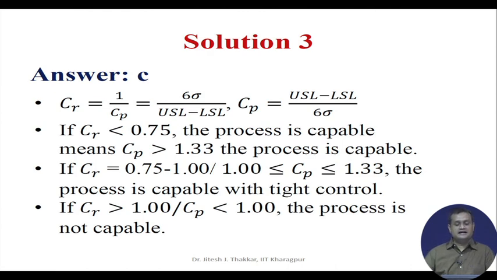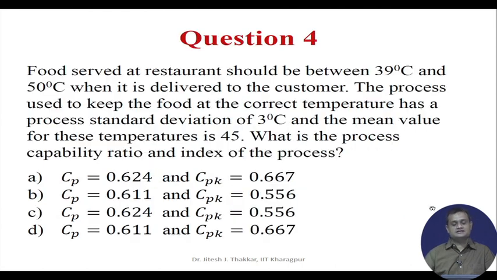You can say that Cr is equal to 1 by Cp. So, 6 sigma divided by USL minus LSL, or you can say Cp is equal to USL minus LSL by 6 sigma. And you can see the explanation. Cr less than 0.75, the process is capable, or Cp is greater than 1.33. Cr is 0.75 to 1, or 1 is less than or equal to Cp is less than 1.33, the process is capable with tight control, and Cr is greater than 1 or Cp is less than 1, the process is not acceptable. So, correct answer is C.